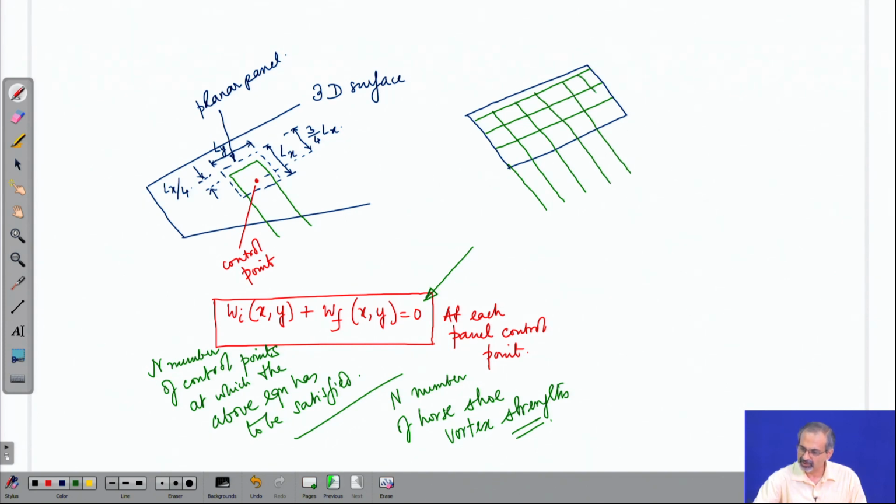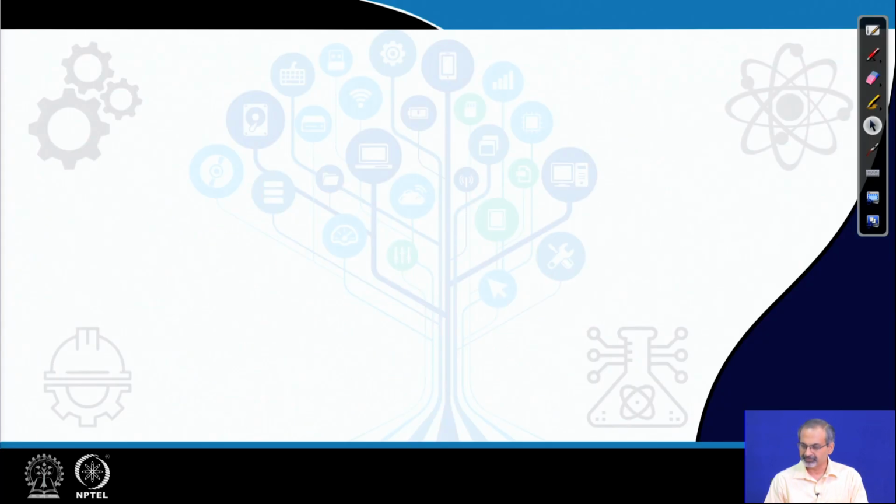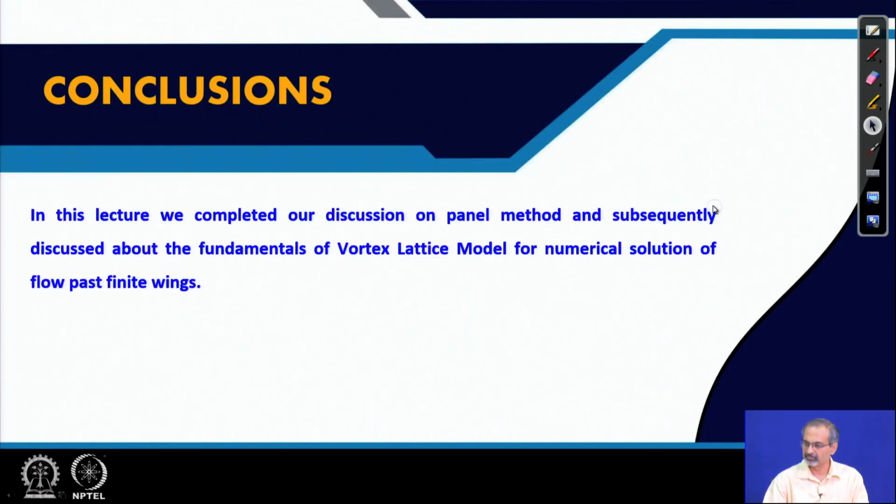For simplicity, we are showing it on a rectangular plan form, but it works for arbitrary plan forms essentially. And then you have the control points located on each one of the panels as we discussed few minutes back. And what we are essentially doing is we are applying the discrete form of this equation at each one of those control points, and thereby solving for the unknown horseshoe vortex strengths. So, this is basically the essence of the vortex lattice method.